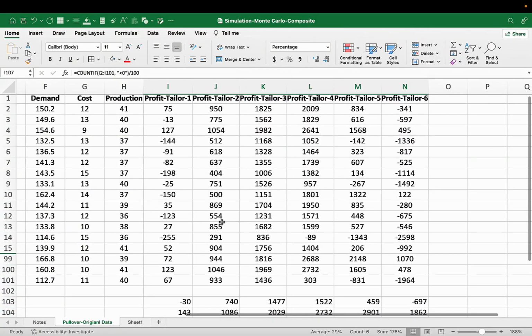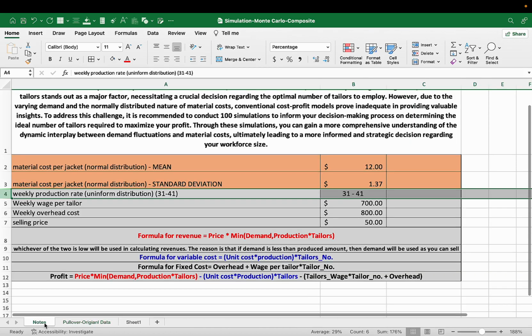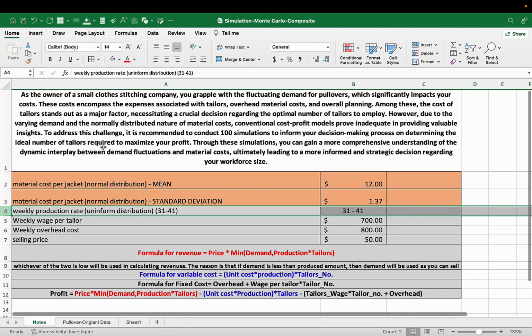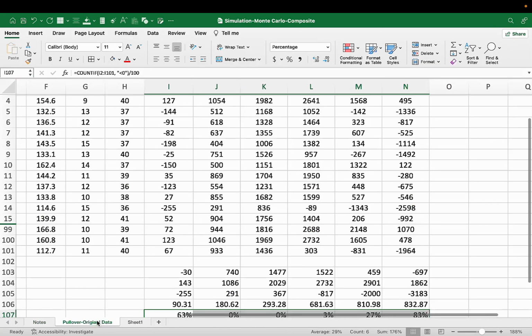No, you have to make a decision. Now, what was our question? Our question was that to address this challenge, it's recommended to conduct 100 simulations to inform your decision-making process on determining the total number of tailors required to maximize your profit. So we have conducted 100 simulations. In other words, we have conducted 100 experiments, and each experiment was different.